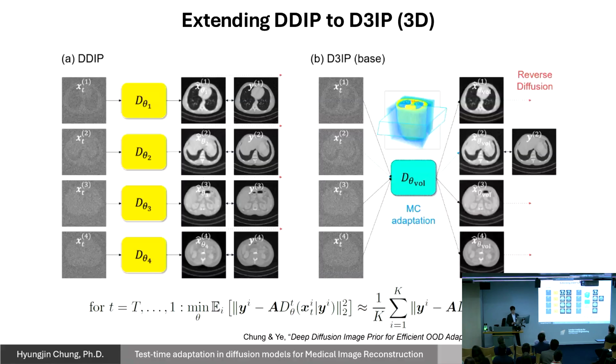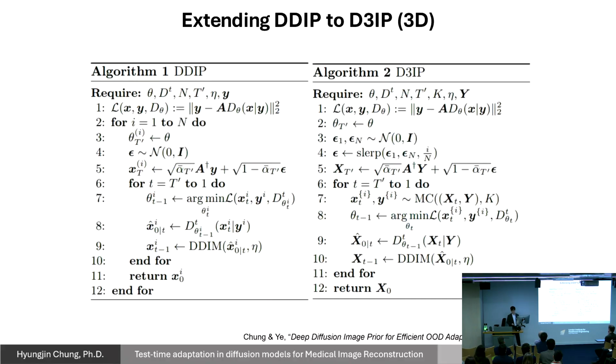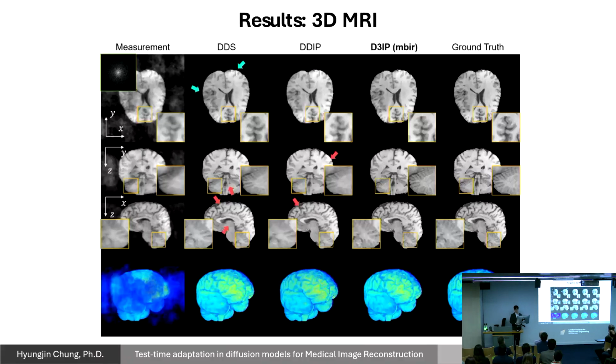So one way to cut on the compute cost and achieve better generalization is to use the so-called D3IP, where you keep a single track of the theta volume parameters such that this parameter can be used for all the different slices, and the adaptation process can be run with Monte Carlo samples from the same volume. This type of process reduces the computation from O of nt to O of t, such that it runs much faster. And this is one result of using D3IP in the process.